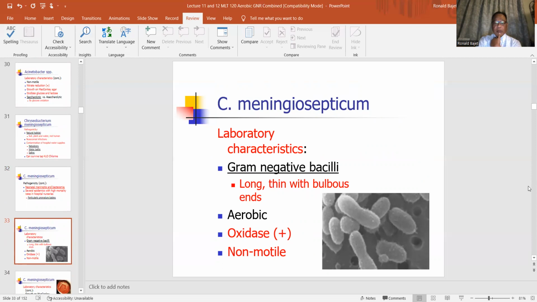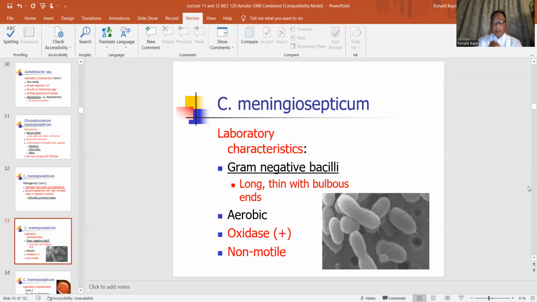The way this organism looks, it's long and thin, with bulbous ends. It almost looks like a peanut shape. It has bulbous ends, okay? If you have an imagination, it kind of looks like peanuts. This one is non-motile, and it's oxidase positive.